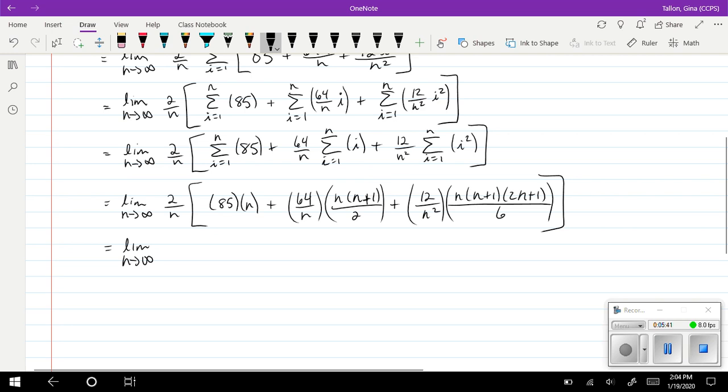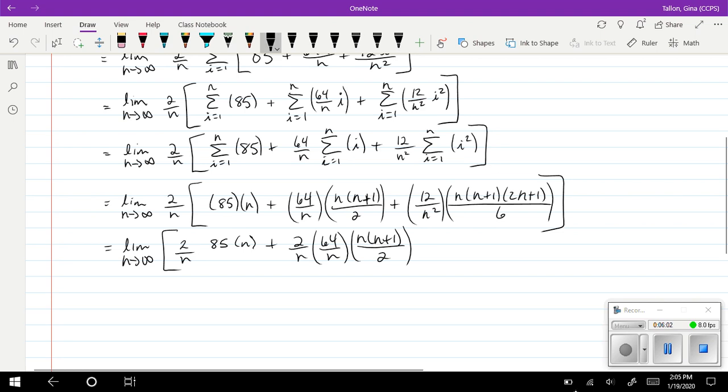I bet you can handle it. Let me see. Let me just write this. 2 over n multiplied by 85 times n, plus 2 over n multiplied by 64 over n multiplied by n times n plus 1 divided by 2.